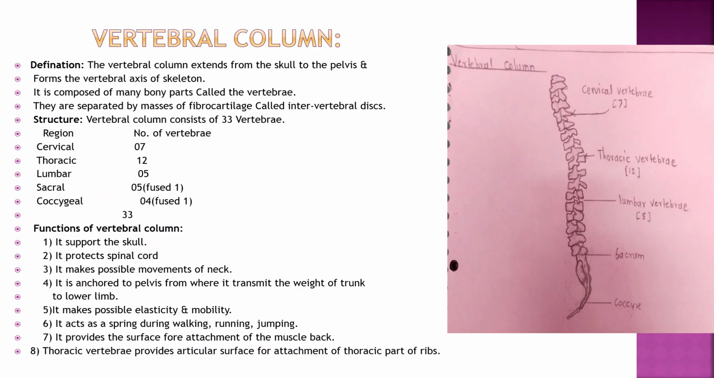The function of the vertebral column is to support the skull, protect the spinal cord, and enable all the back movements. It also helps in all the lower limb movements like walking, running, jumping.